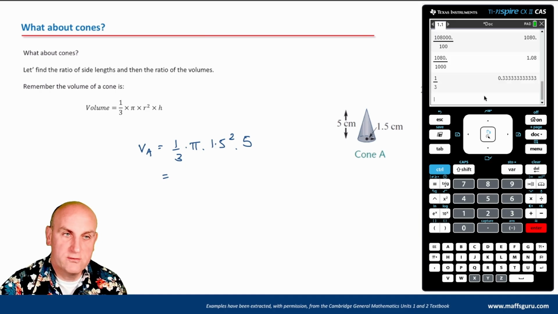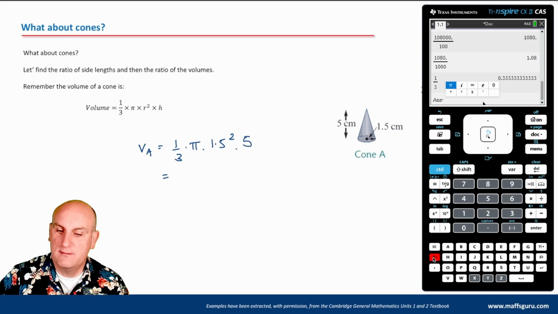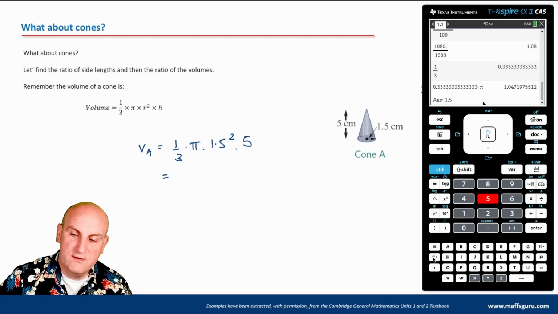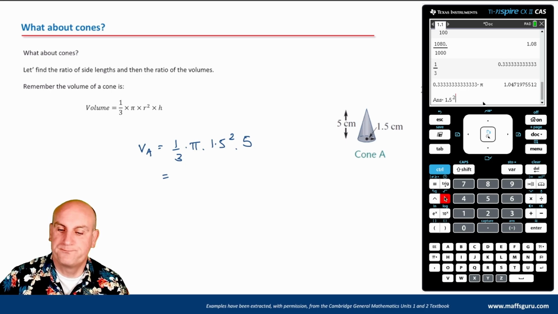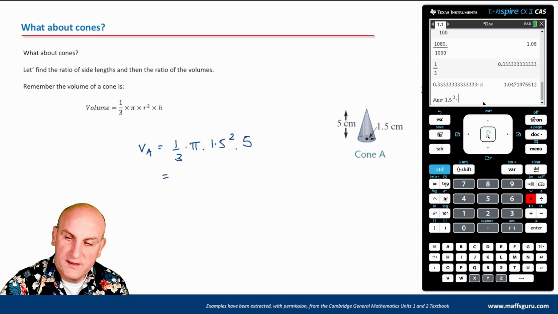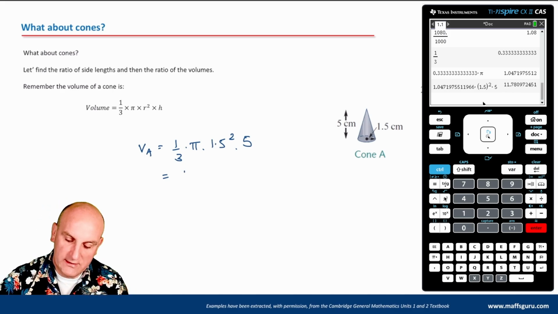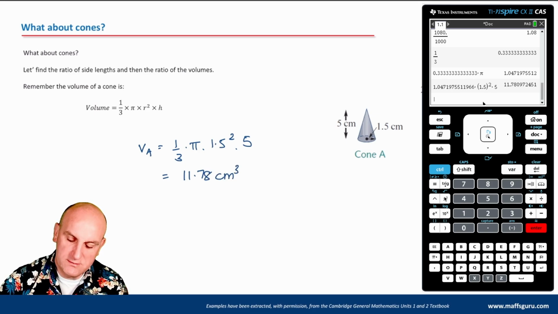So I'm going to do 1 divided by 3, times that by pi. Again, Texas, why couldn't you have had the pi button separate? Times 1.5 squared, times by 5. Hit enter. Ooh, we get a horrible value. So let's just say 11.78, all right, for this moment in time, centimeters cubed.